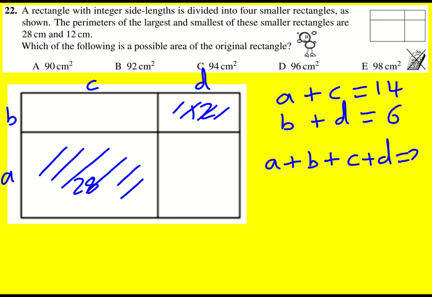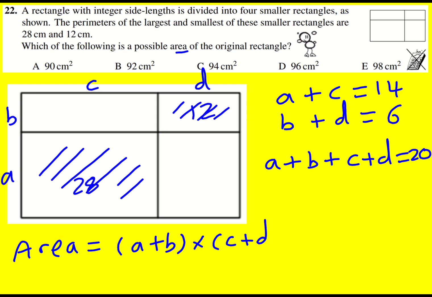d must equal 20. And remember, when I find the area of the original rectangle, it's going to be a plus b multiplied by c plus d. So basically, I need two numbers that are going to add to give 20, but multiply to give something here.